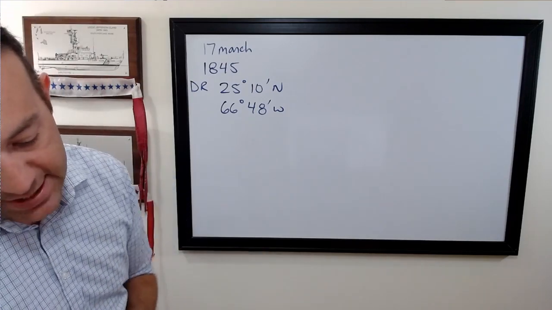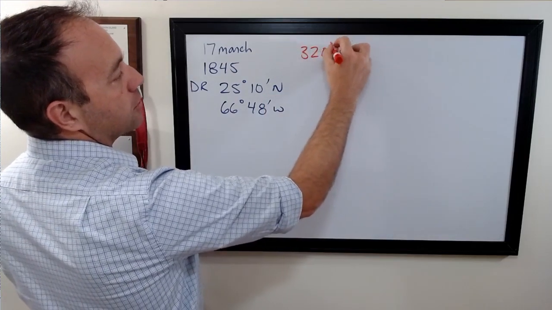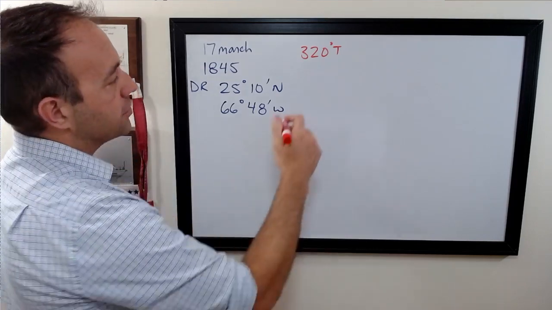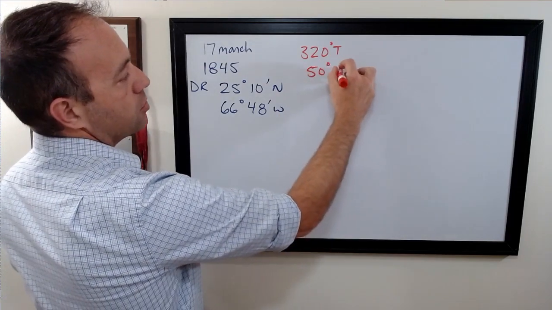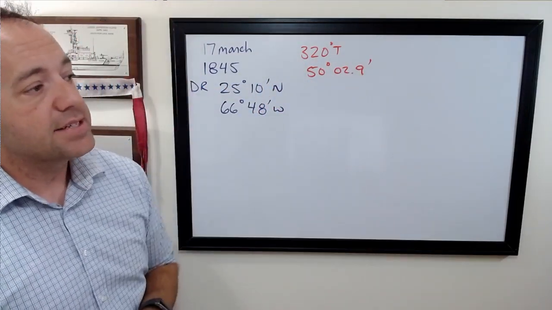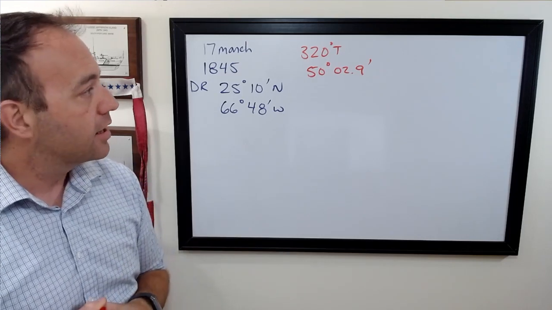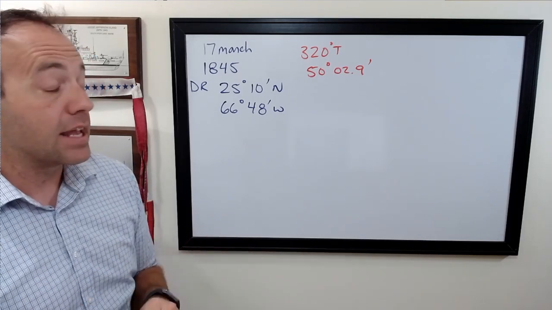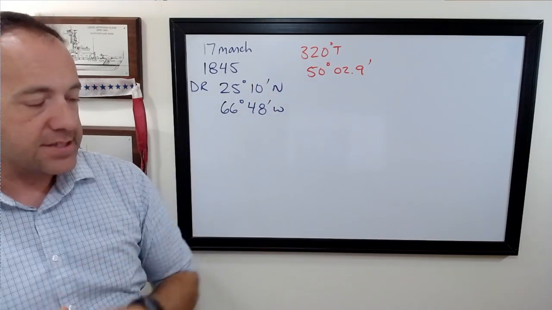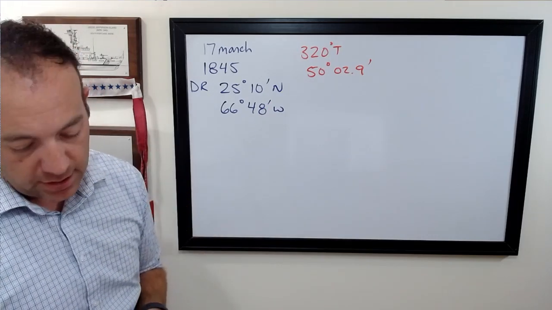Let's say that we see an unidentified star bearing 320 degrees true, at an elevation of 50 degrees 02.9 minutes. I look through my sextant, look up in the sky, and see this star. It's a bright star, clearly a navigational star, but I don't know what it is because I can't relate it to the constellations around it. I look at a bearing of 320, that's a direction, and a height or altitude of 50 degrees.